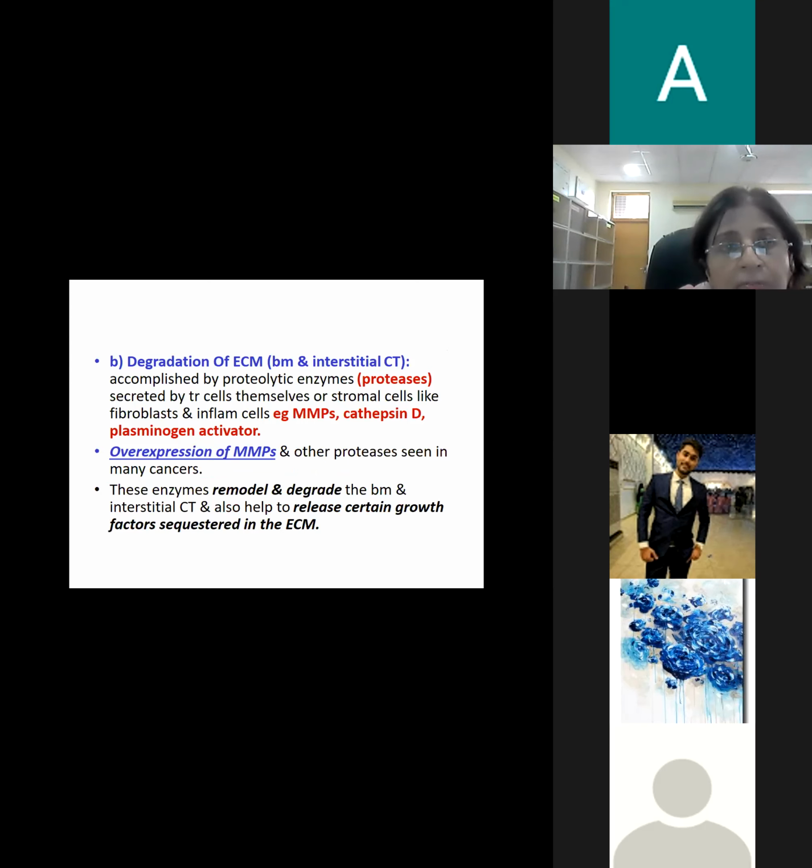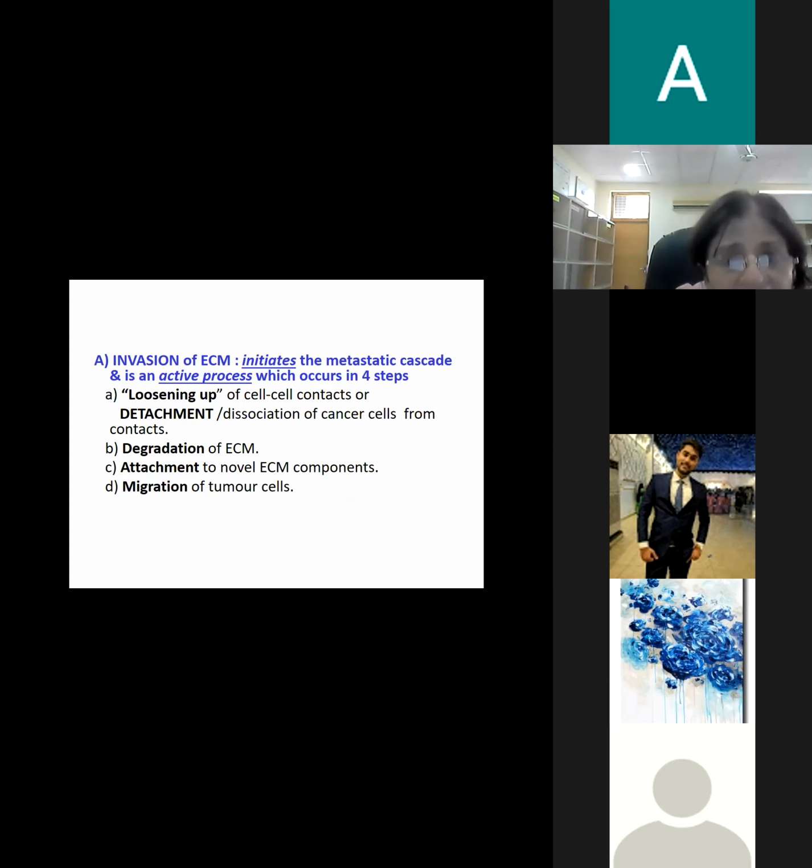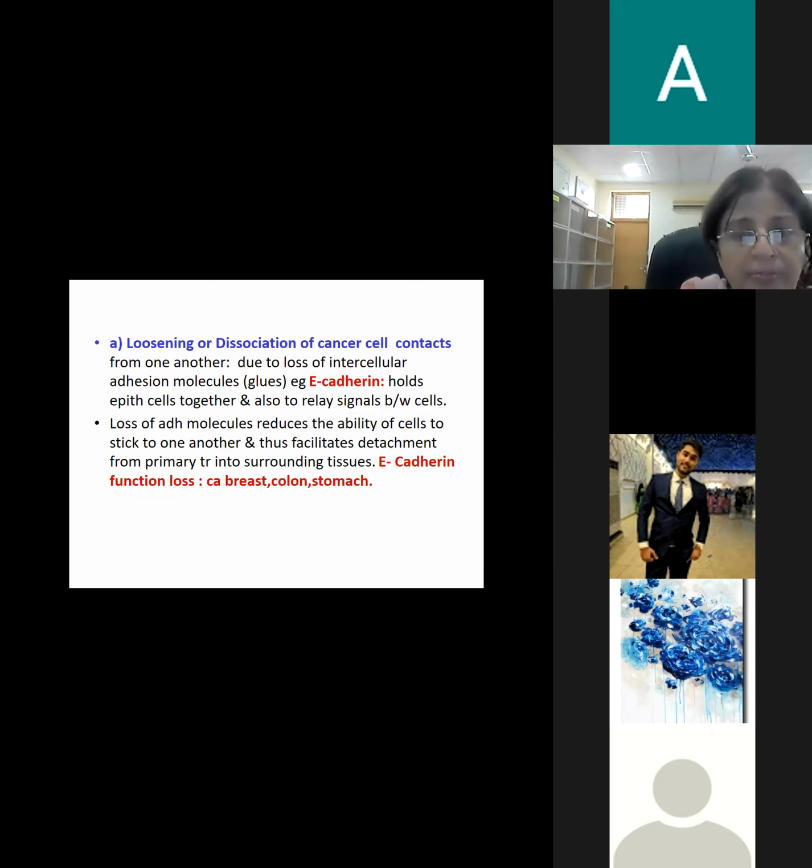Number 1 is loosening up of the cell-to-cell contacts, that is loosening up of the adhesion molecules. Number 2 is degradation of the extracellular matrix by the matrix metalloproteinases. Number 3 is attachment of the tumor cells to the modified extracellular matrix, and then there is migration of the tumor cells through this modified extracellular matrix.